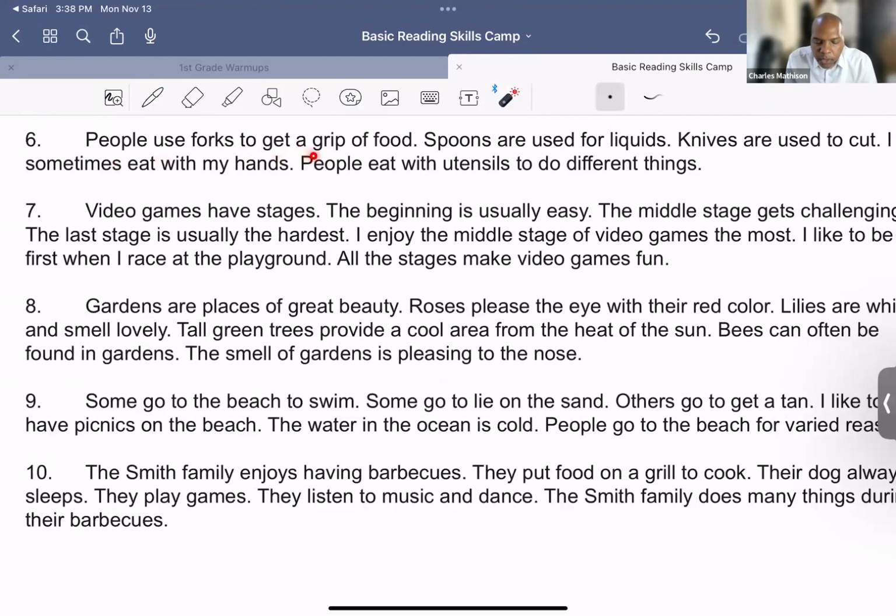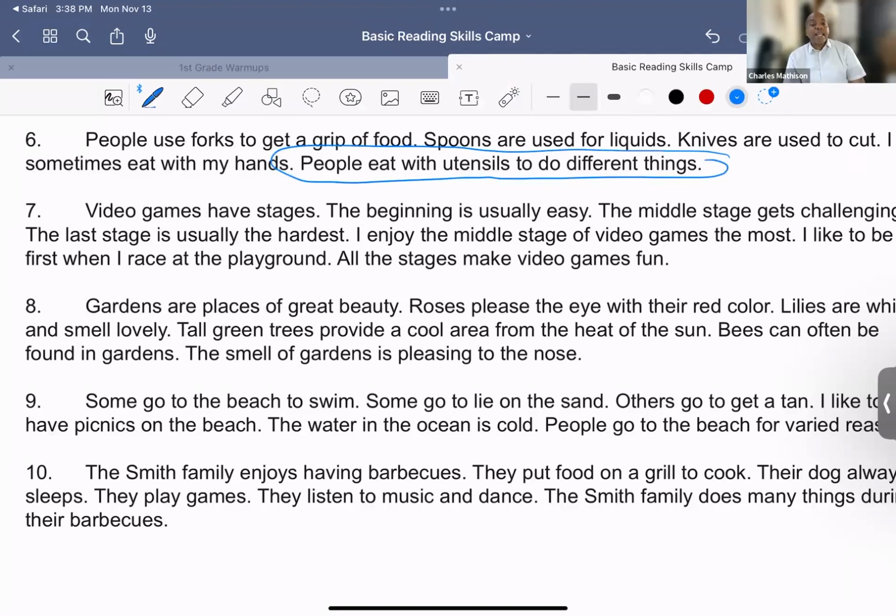People use forks to get a grip of food. Spoons are used for liquids. Knives are used to cut. I sometimes eat with my hands. People use utensils to do different things. Well, I know utensils are like spoons, knives, and forks, and they talked about spoons, knives, and forks, so this has to be the main idea. People use utensils to do different things.